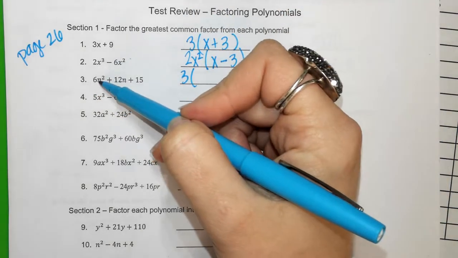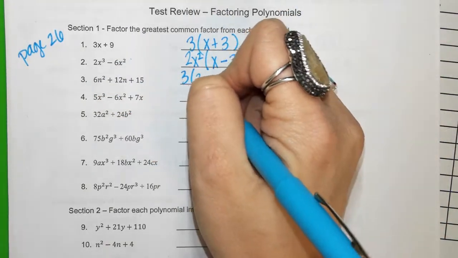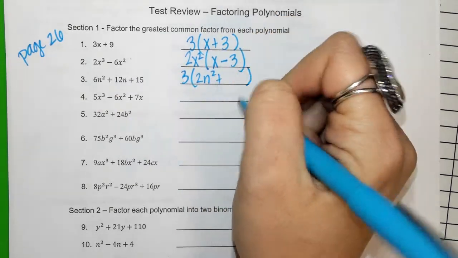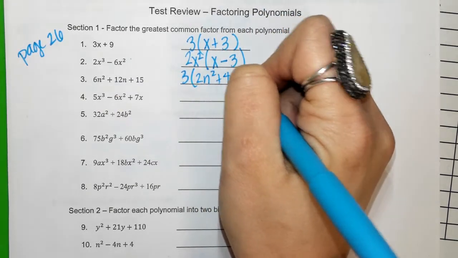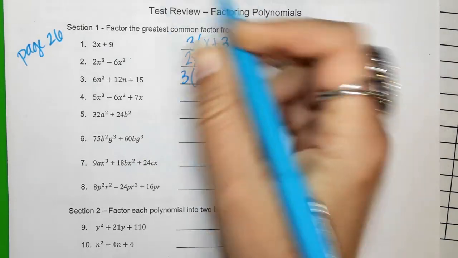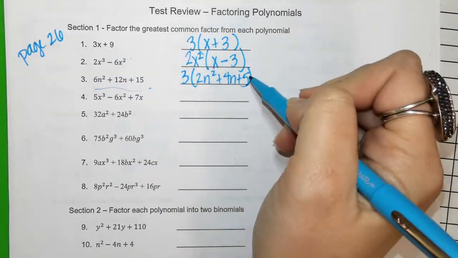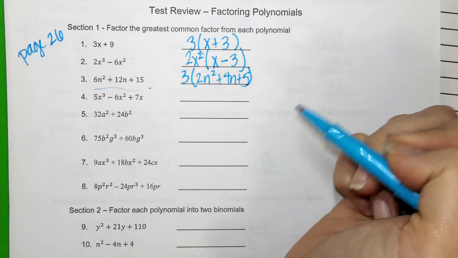Everything. What is 6n squared divided by 3? 2n squared. What is 12n divided by 3? 4n. What is 15 divided by 3? 5. And I started with 3 terms, so I end with 3 terms. Look at me go.